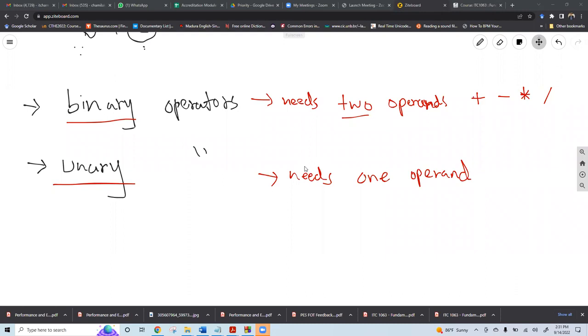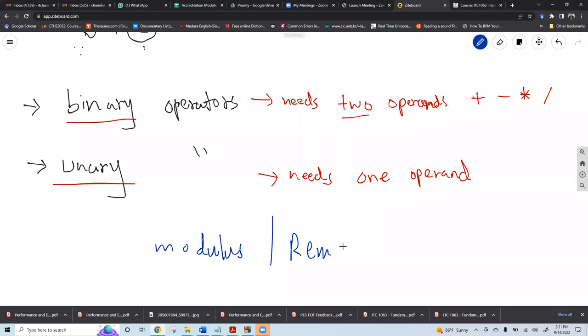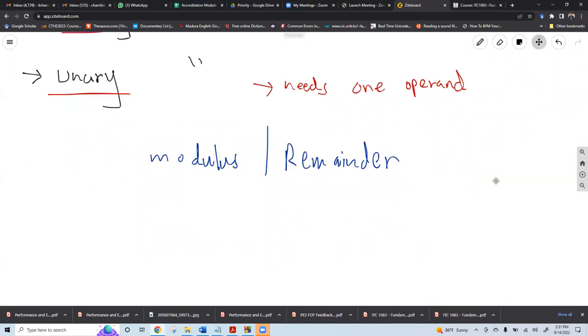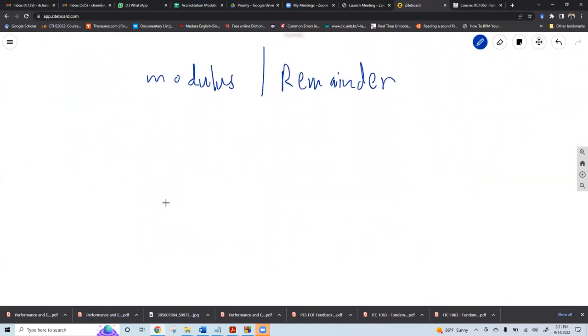Modulus gives the remainder. We call it modulus as well as remainder. So the symbol we use is the percentage. In mathematics this could be percentage, but in programming, this is modulus.